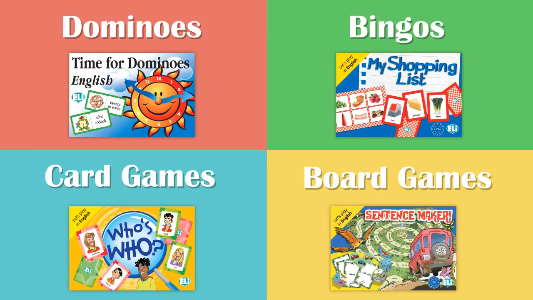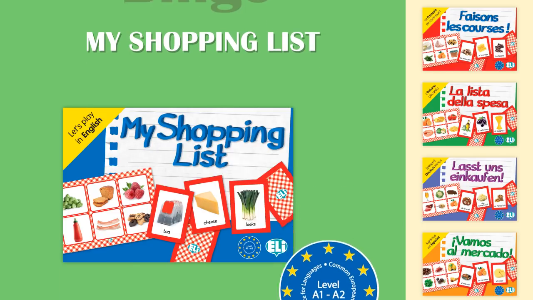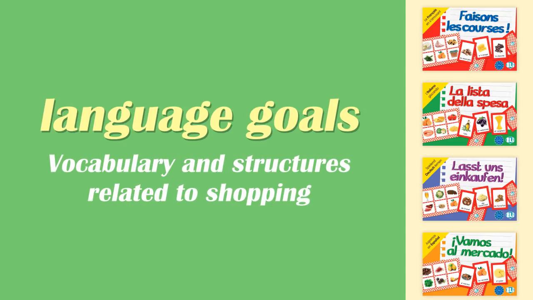Now we move on to a game in the bingo category. My Shopping List. A1 to A2 level. The aim of the game is to learn, revise and use vocabulary and language structures related to shopping. This is done in class through a very stimulating activity, buying and selling.